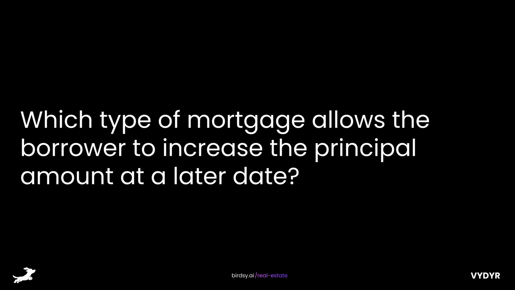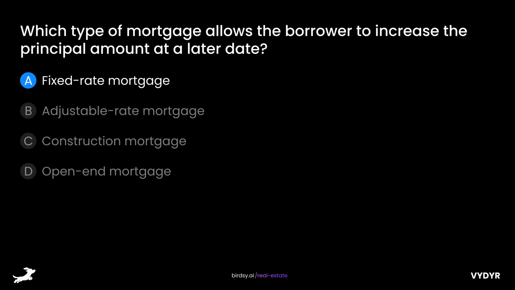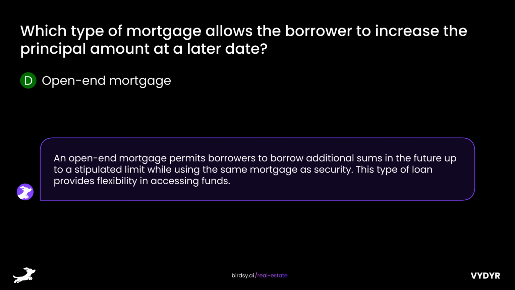Which type of mortgage allows the borrower to increase the principal amount at a later date? Is it A, fixed-rate mortgage? B, adjustable rate mortgage? C, construction mortgage? Or D, open-end mortgage? The answer is D, open-end mortgage. An open-end mortgage permits borrowers to borrow additional sums in the future up to a stipulated limit while using the same mortgage as security. This type of loan provides flexibility in accessing funds.